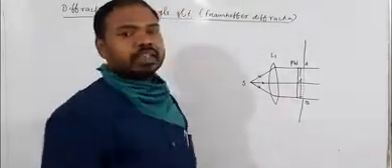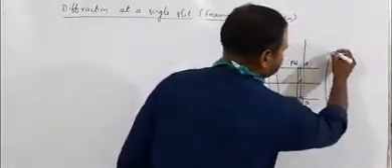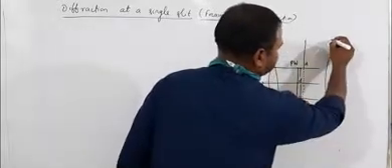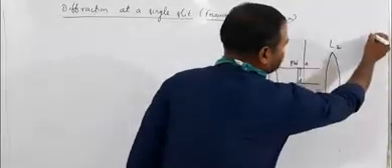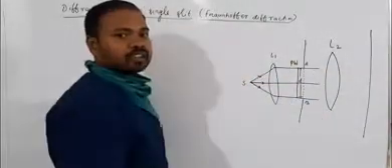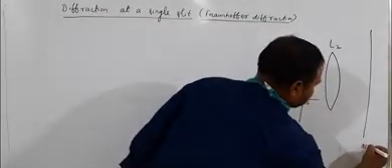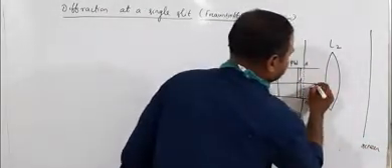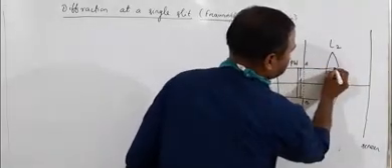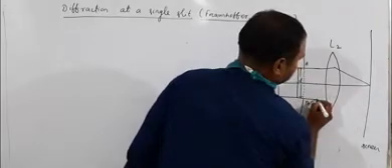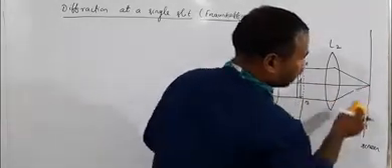On the path of the light, let us put another convex lens. Suppose this is the second lens L2, and a screen is placed at the focus of this second lens L2. This is the screen. The light after passing through the lens forms the diffraction pattern which is observed on the screen.